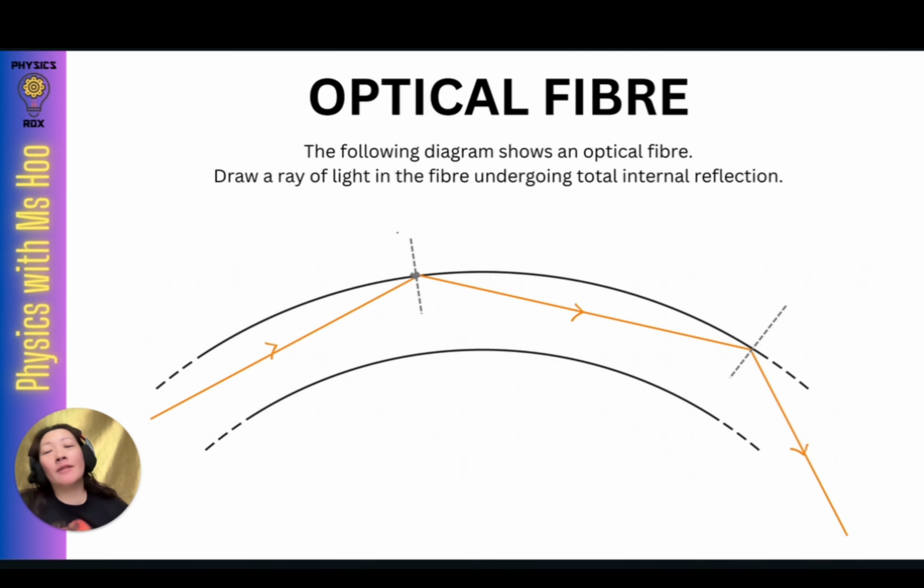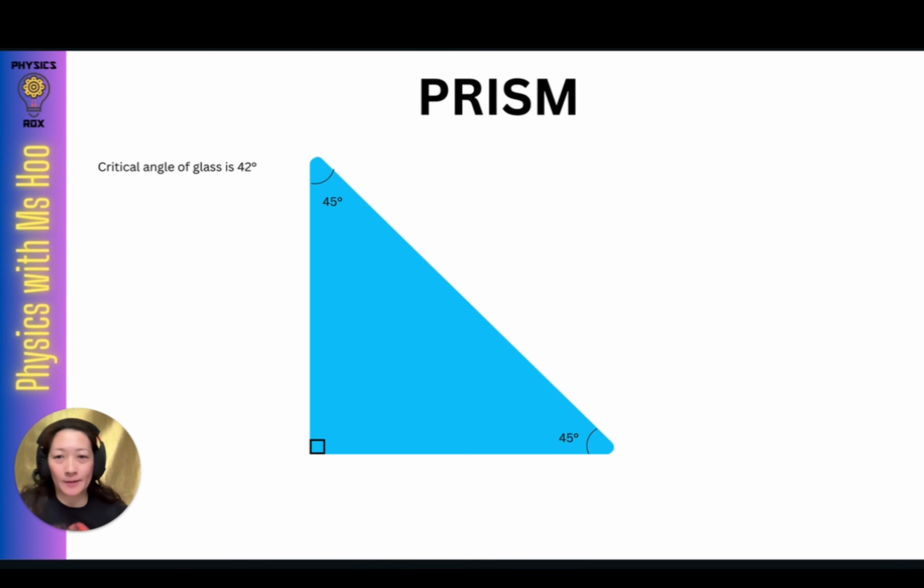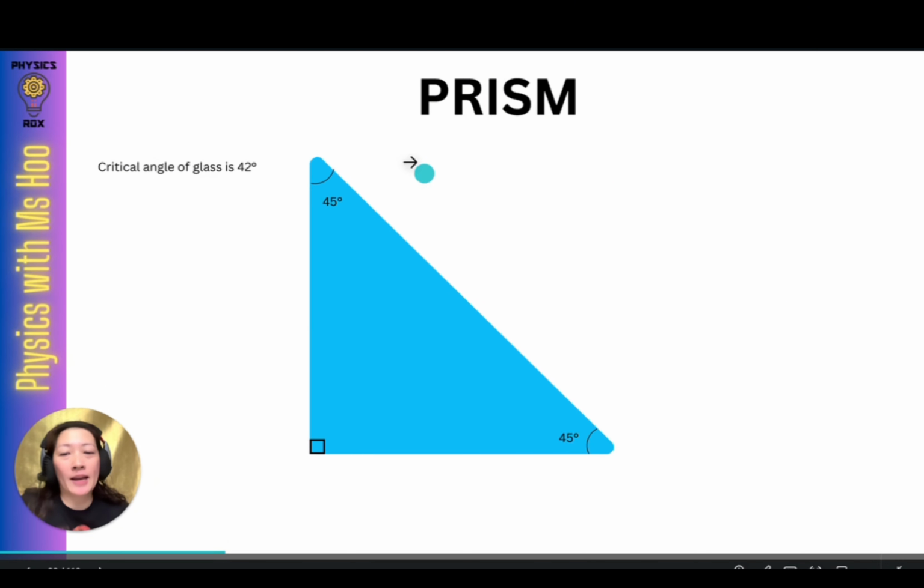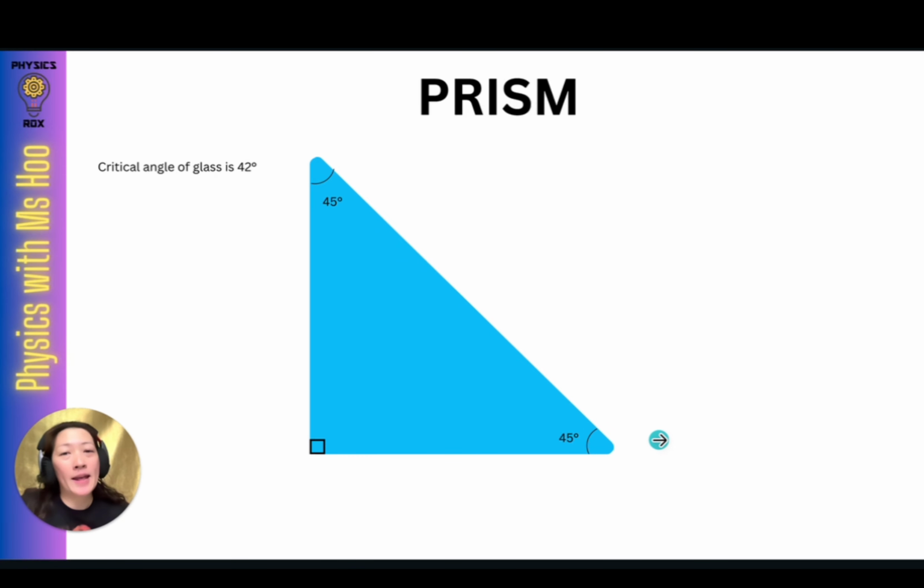Now let's take a look at some other optical devices that use total internal reflection. These optical devices tend to use glass prisms. So let's look at how light behaves when it travels through a prism. To make this easier to understand, let's assume that all the glass prisms we have in our examples have the same critical angle as the glass that we use in the laboratory, which in this case has a critical angle of 42 degrees.